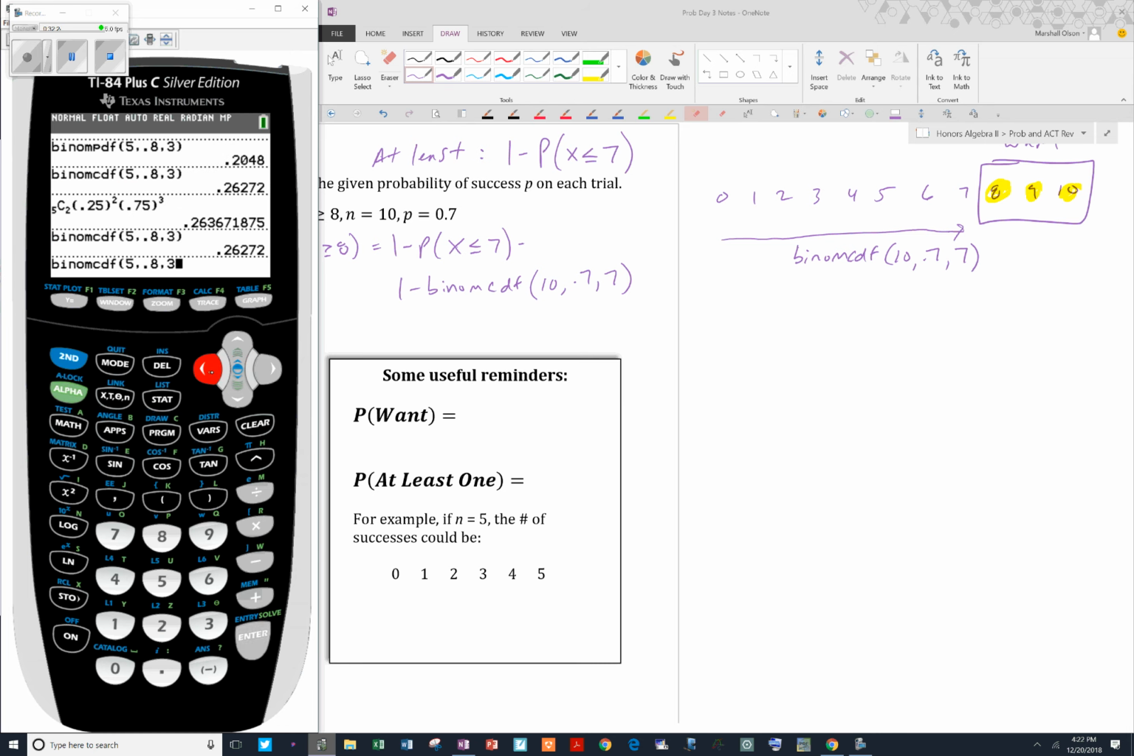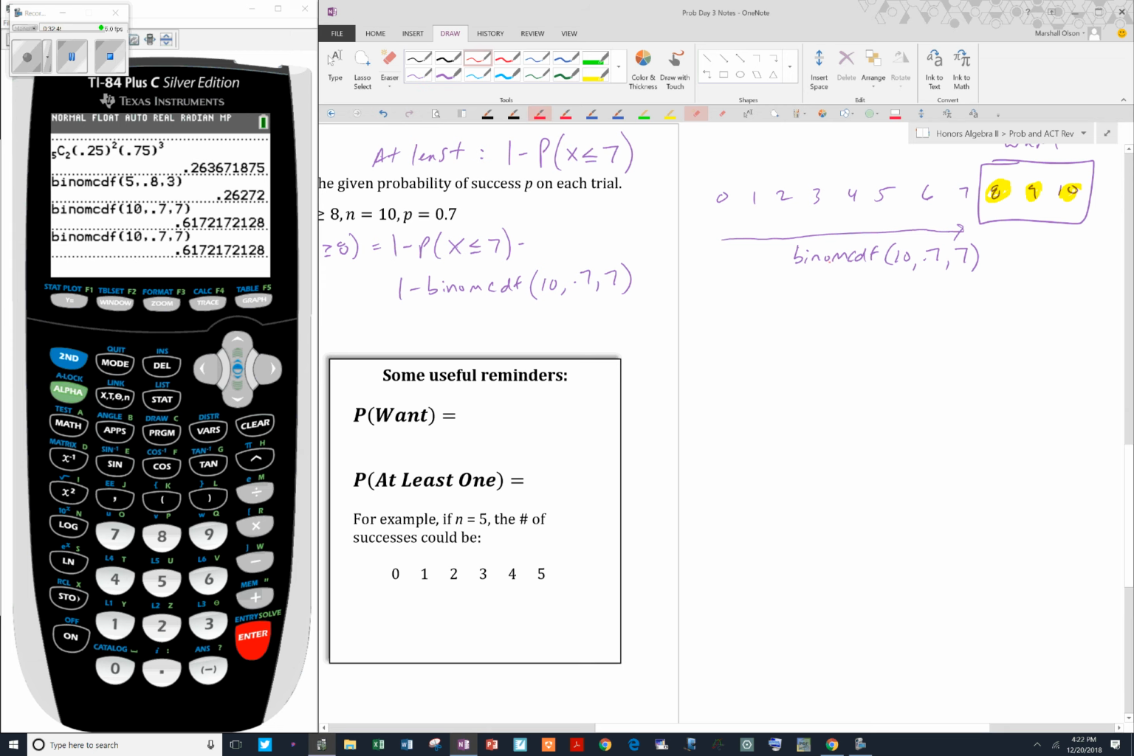Okay, and I'm just going to change these values to what I want them to be for this problem. So I want 10 trials, and then I have 0.7 as my probability of success, and I'm going to go up to 7 because of the CDF. Okay, but I hit enter. I just found that this probability, the probability of getting 0 through 7 successes, will be 0.6172.